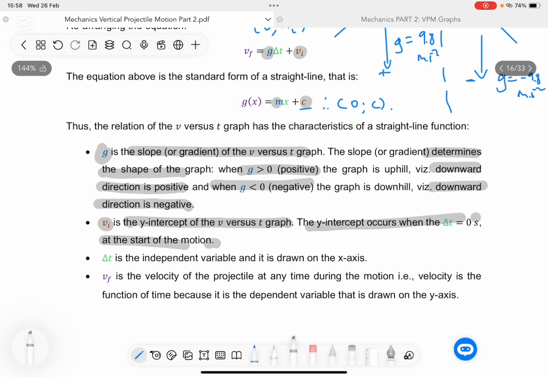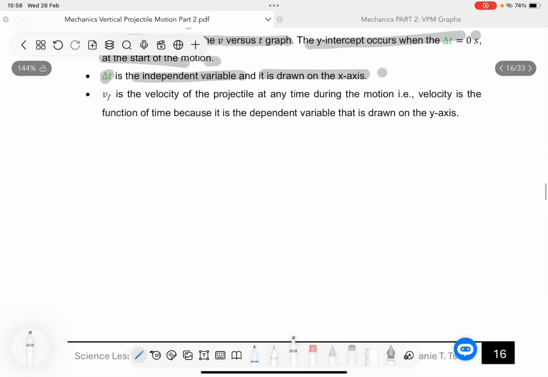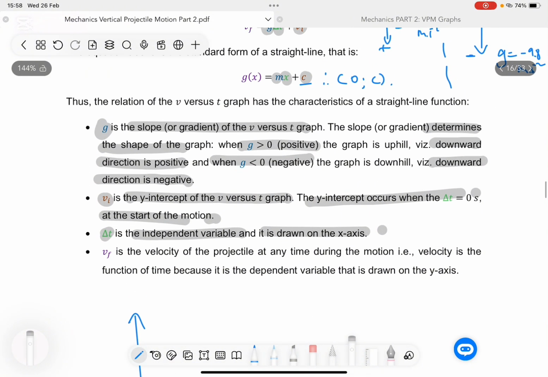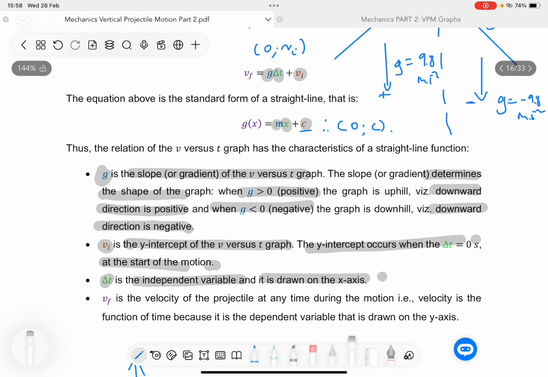And automatically, when I'm speaking around these things, you already can see that our change in t is really x, as we have said, and it's simply going to be the independent variable, and it is drawn on the x-axis. Now, what I mean by this is that if I were to draw my axis of Cartesian plane like that, I would have my t measured in seconds to be along the x-axis, because it is the independent variable.